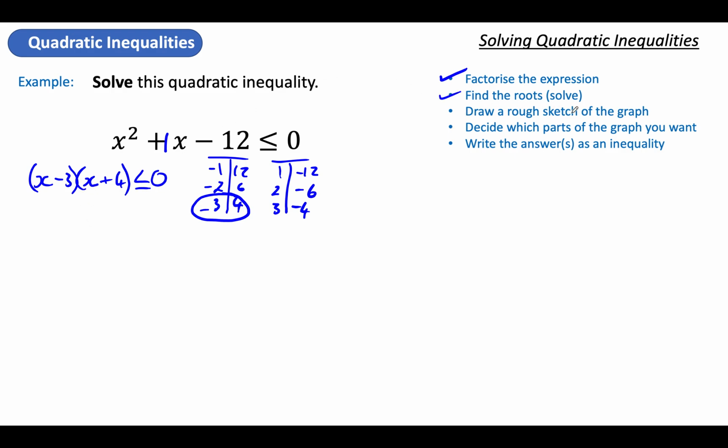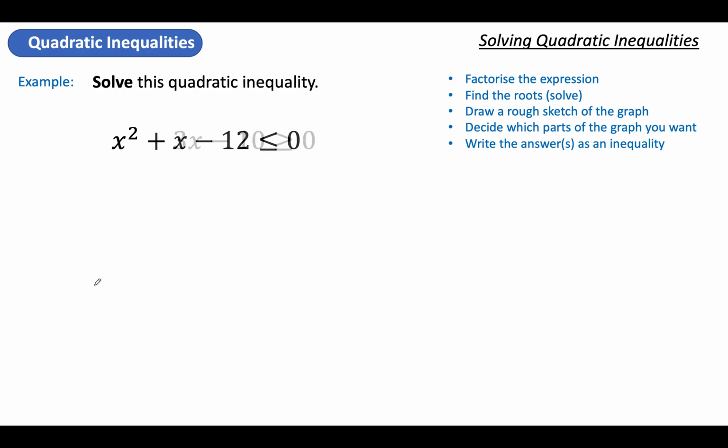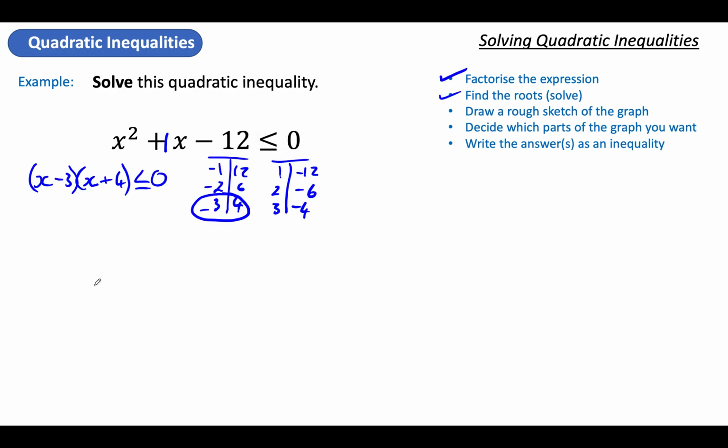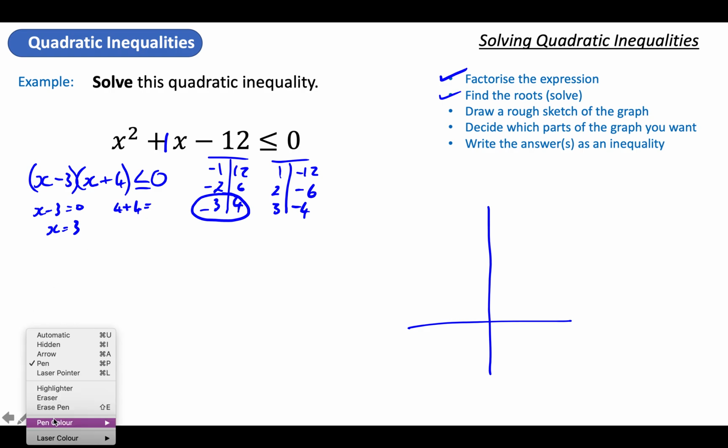Anyway, we found the roots. So let's draw a rough sketch of the graph. You literally just need your axes, and you put in the 2 points that you're just about to find, because you need to solve it. Well, x minus 3 equals 0. So we're going to pretend that it equals 0. We know it doesn't, but it's a good way of just finding those roots of the graph.